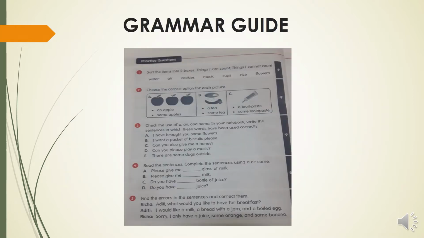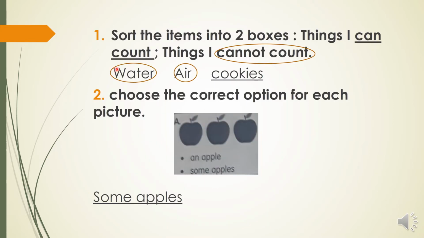Now take page 6 of your grammar guide. Shall we start writing answers for these questions? First question. Sort the items into 2 boxes. Things I can count, things I cannot count. You have to underline the things that you can count and you have to circle the things that you cannot count. First word is water.